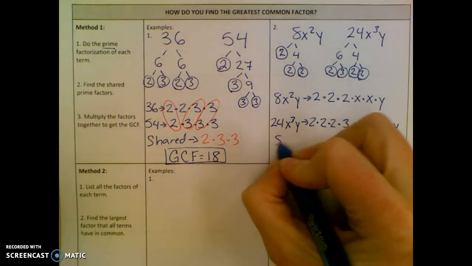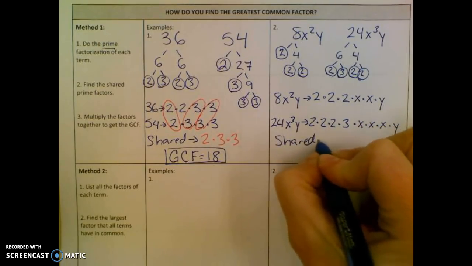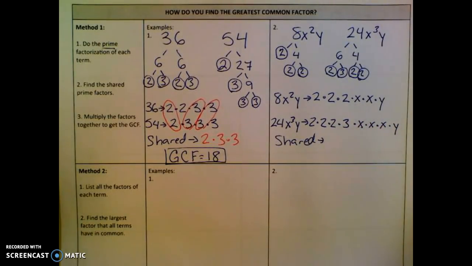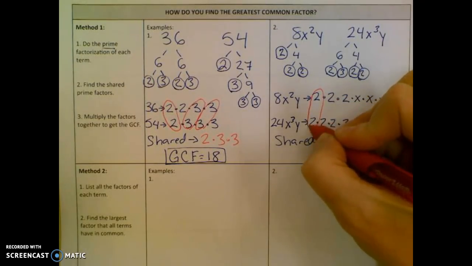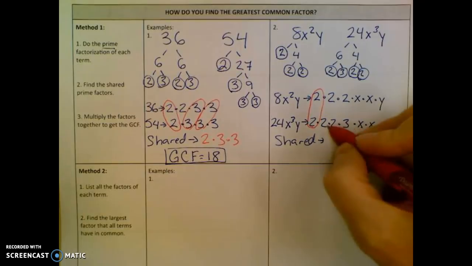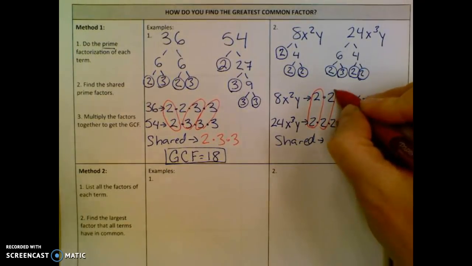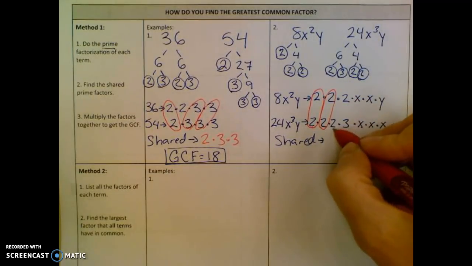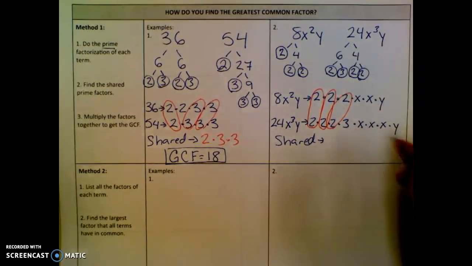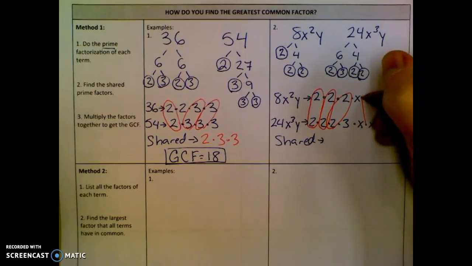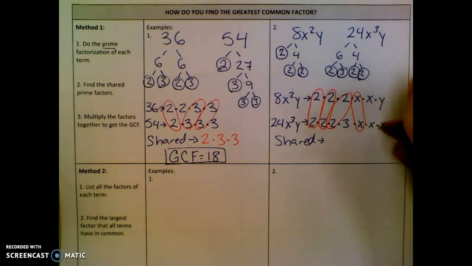So I'm going to go over here and I'm going to say shared. What did these guys have in common? Well, I'm going to go look through. Well, they both have a 2, so I'm going to circle. And it really helps if you circle them. That way you don't accidentally double count them. Oh, here's another set of 2's. Oh, here's another set of 2's. This 3 is hanging out by himself. He doesn't have any partners. But here's an x and an x. Here's another set of x's. This x is hanging out by himself, but they both share a y.